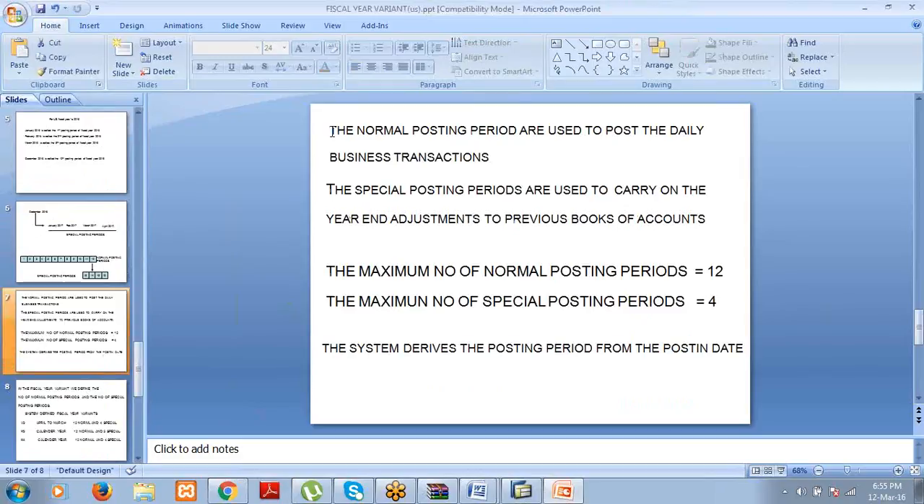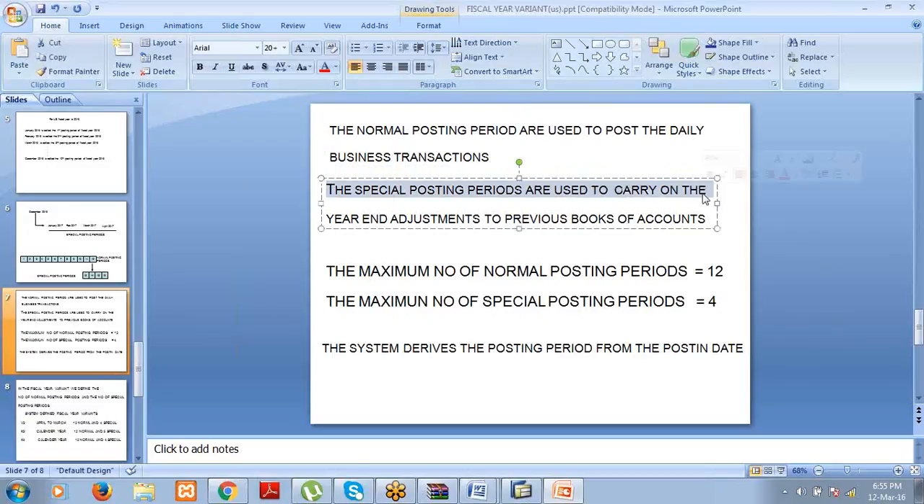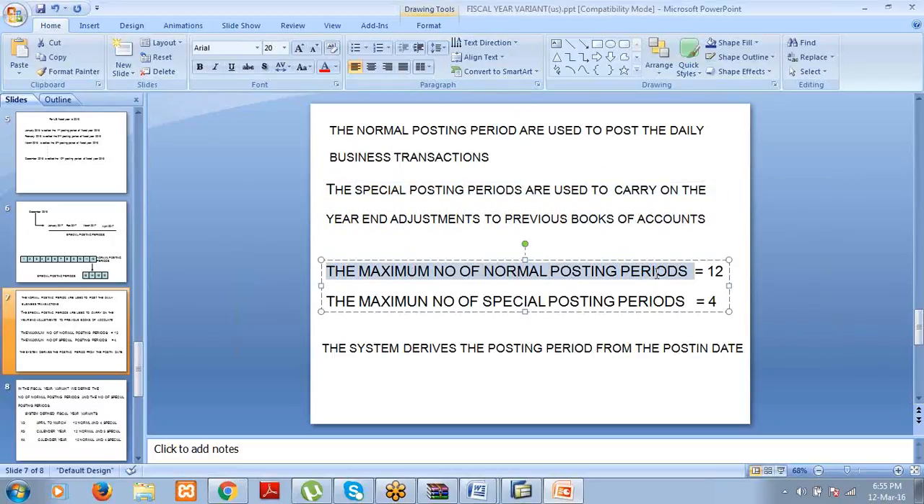Now, the normal posting periods are used to post the daily business transactions. The special posting periods are used to carry out the adjustments to previous books of accounts. The maximum number of normal posting periods is 12 and the maximum number of special posting periods is 4. This is for the purpose of general ledger accounting.